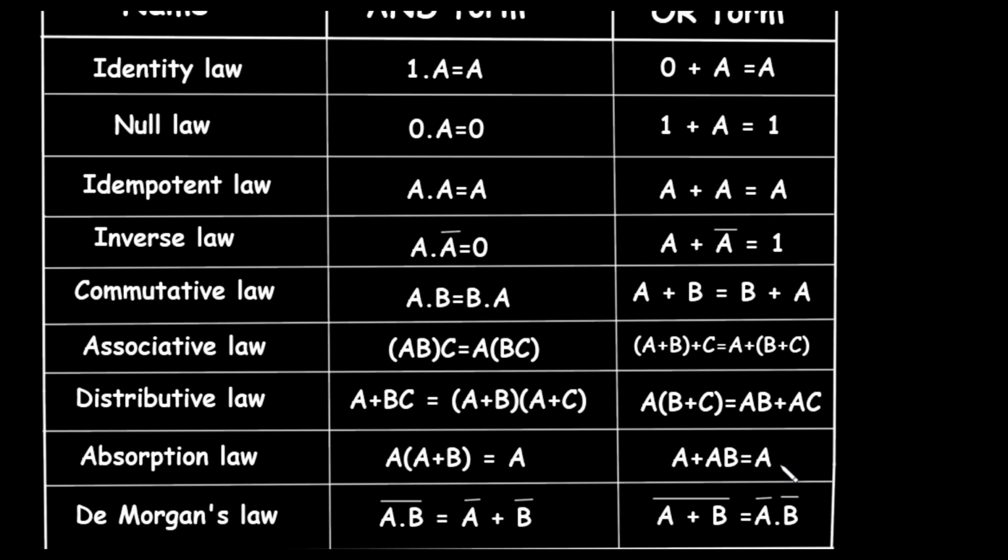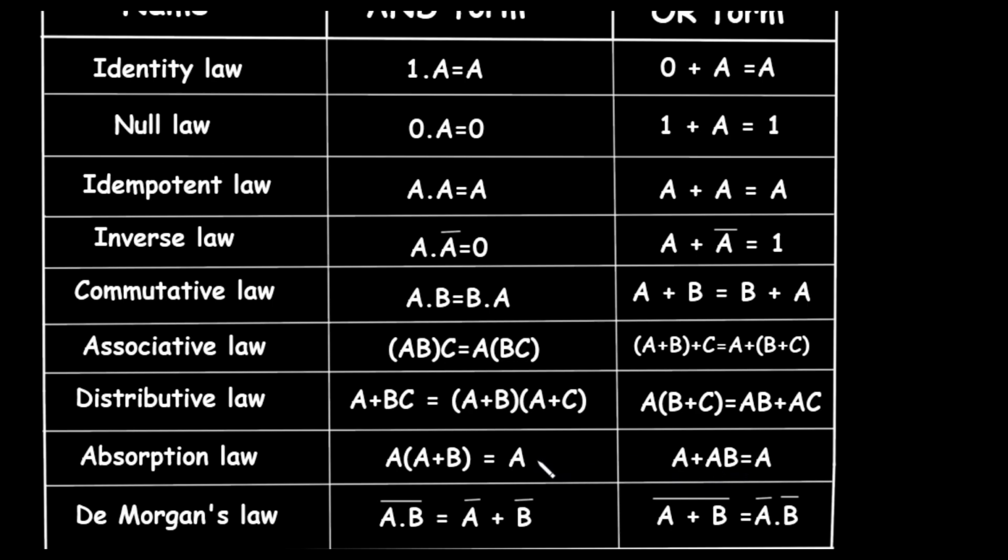Think of it: if A is true, the expression is 1 plus 1 into B, which equals 1. If A is false or 0, the expression is 0 plus 0, which equals 0. In both cases, the result is just A. The AB terms get absorbed.